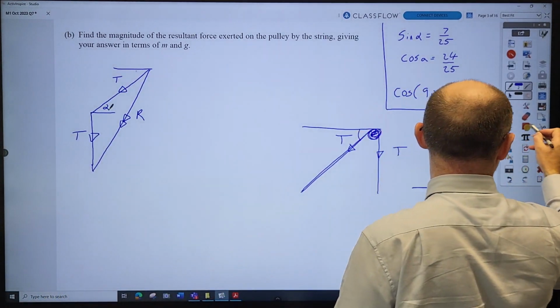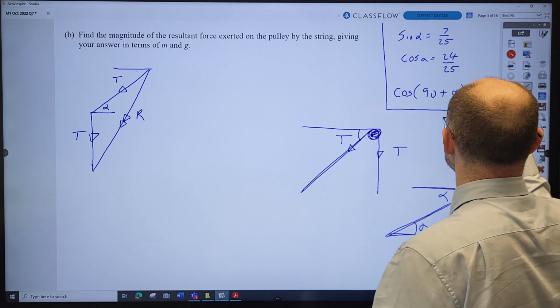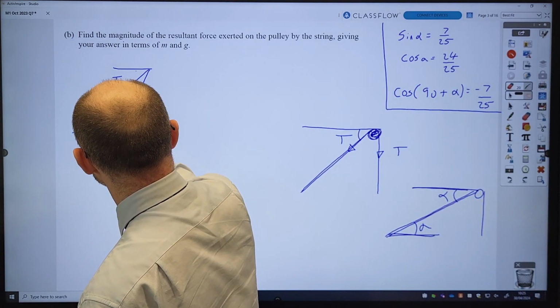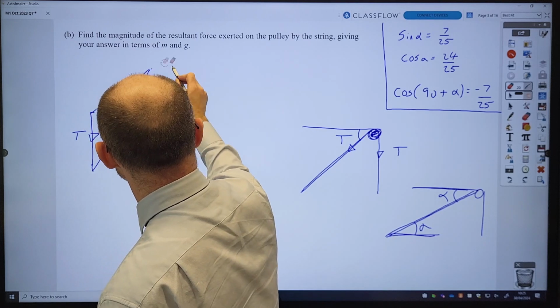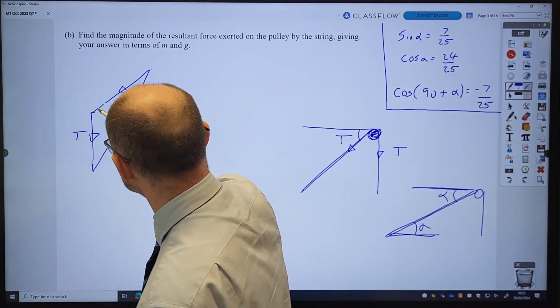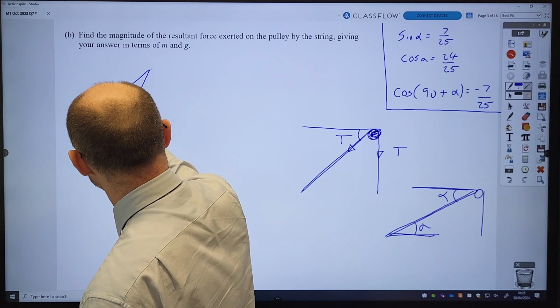Does that make sense? I'm really hoping that does make sense to you. If not, just watch the video again. It's all about the parallel lines. I'm just going to get rid of that bit because it interferes with my working. So that's 90 plus alpha.